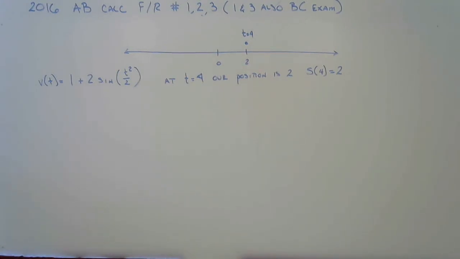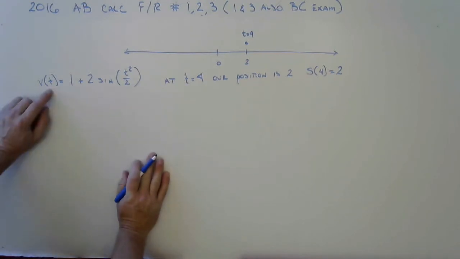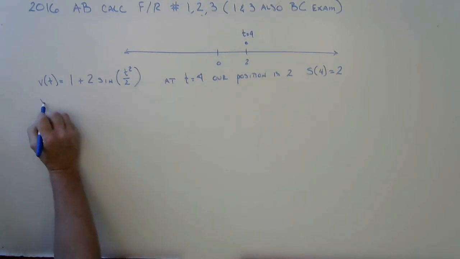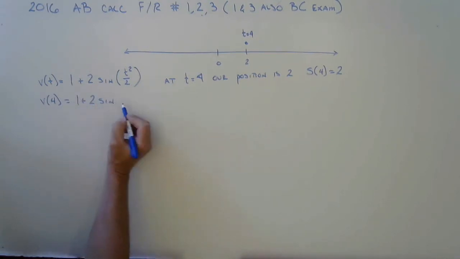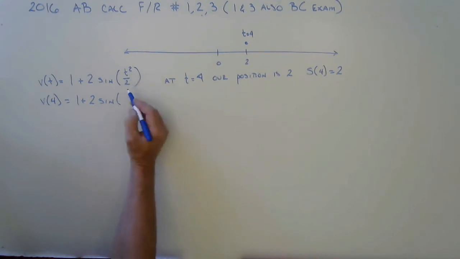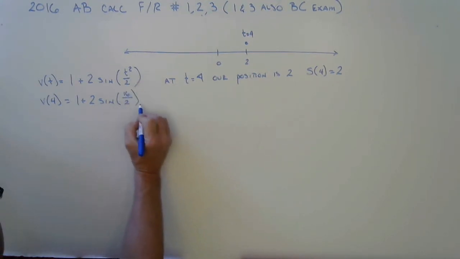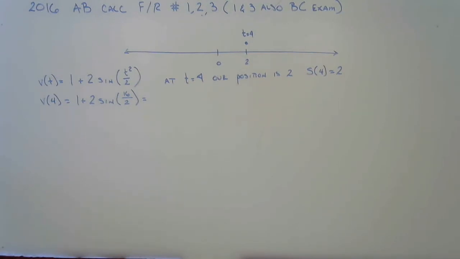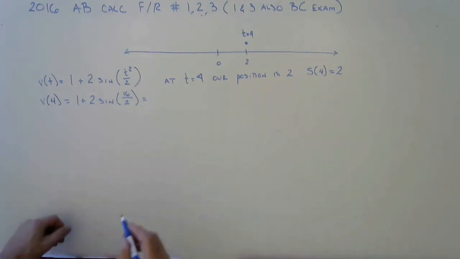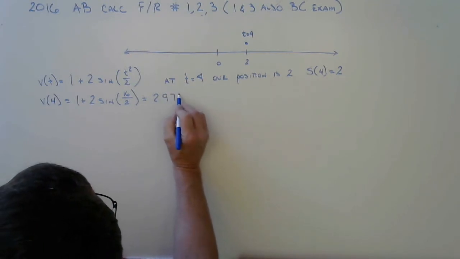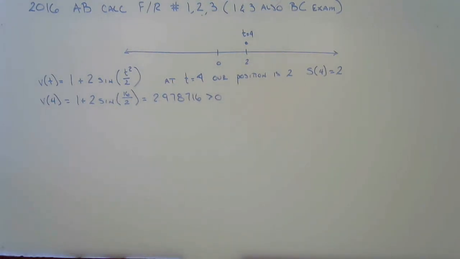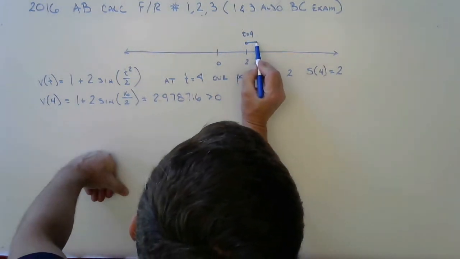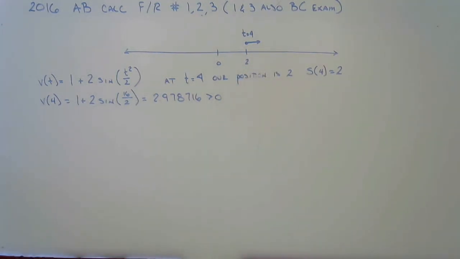So how are we going to find that? Well, if we find its velocity at t equals 4, that would be v of 4, right? Now we would use our calculator for this. It'd be 1 plus 2 sine, right? We would plug a 4 into here, and we would get 16 over 2. And if we plug that into our calculator, we get 2.978716. Now the important thing is that's positive. All right, it's positive. So what does that mean? It means our particle is moving this direction at time t equals 4.